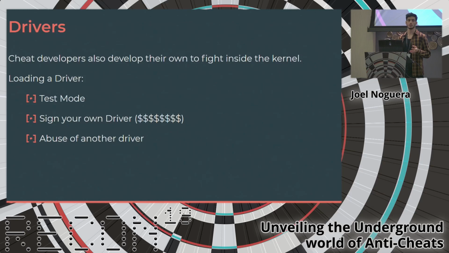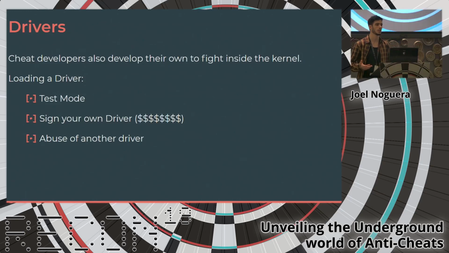There are a few ways to run code in kernel mode. One could be to enable test mode, but of course anti-cheats will validate the flags, and if the system is running in test mode, they won't even launch the game, so that's not a good way.